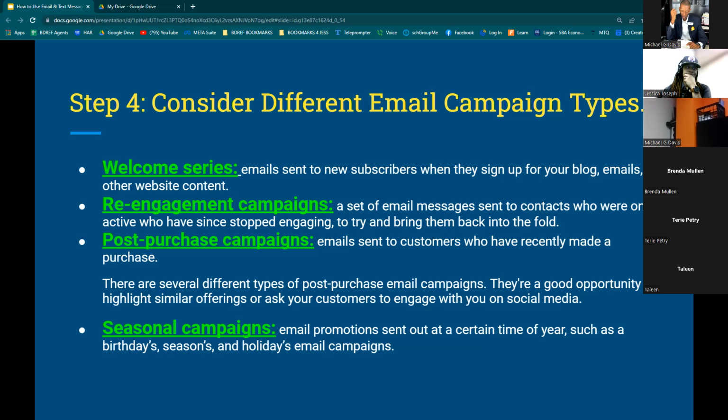Twice a year, service your HVAC because the season's about to change. Reaching out to them when the winter's about to begin, reaching out to them about wrapping their pipes so the pipes don't freeze. Those are opportunities that you can utilize in a post-purchase email campaign to continually stay re-engaged with your clients.